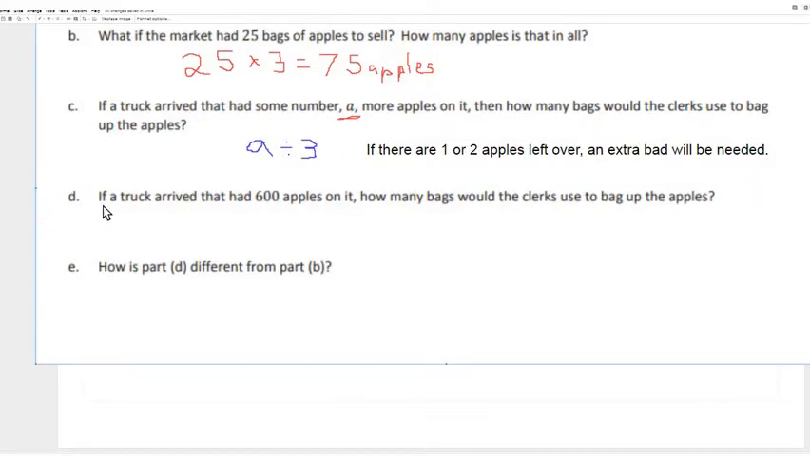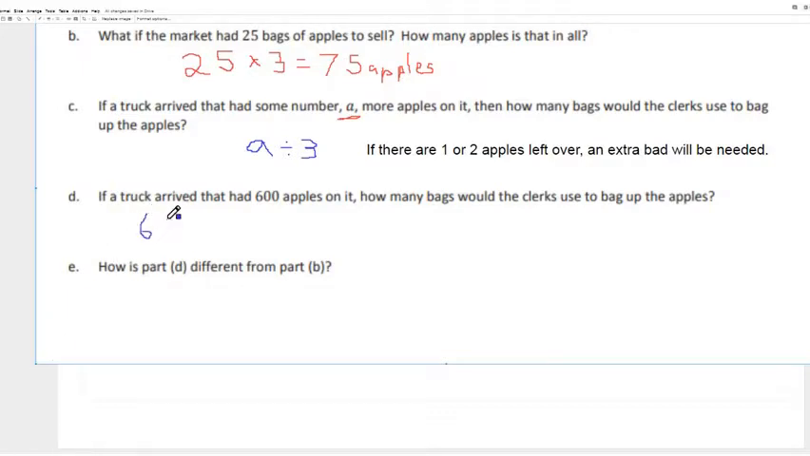So now here's the question. If a truck arrives with 600 apples on it, how many bags would be needed? Well, once again, if we're given apples for A, we divide it, 600 divided by 3, and that would give us the number of bags. So let's go ahead and do that division.